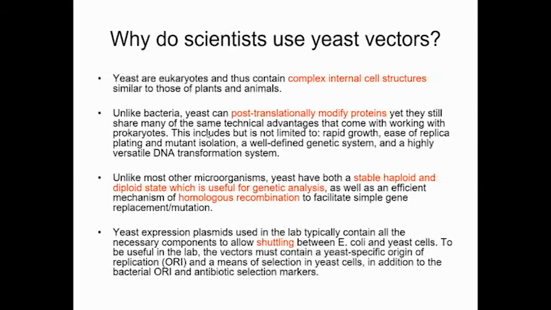And then, unlike most other microorganisms, yeast have both stable haploid and diploid states. So you can use that for genetic analysis, so that you can do the hybridization and then get the heterogeneous or homogeneous genotype, and then you can study the specific gene function. Okay. And then yeast expression plasmids used in the lab typically contain all the necessary components to allow shuttling between E. coli and yeast cell. Okay. So that's why the scientists use the yeast vector.